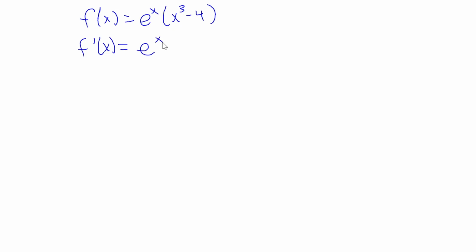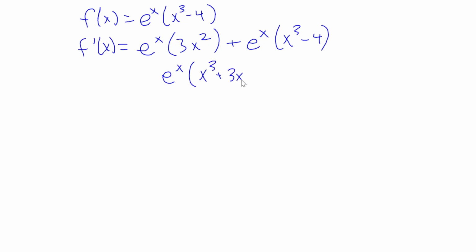So next step is to find your derivative. So f of x was e to the x times x cubed minus 4. Tells me that f prime of x is equal to e to the x times the derivative of x cubed minus 4, which is 3x squared, plus the derivative of e to the x times x cubed minus 4. Right? This is our product rule. We'll factor out the e to the x, leaving us with x cubed plus 3x squared minus 4. And then we'll need to factor that out.